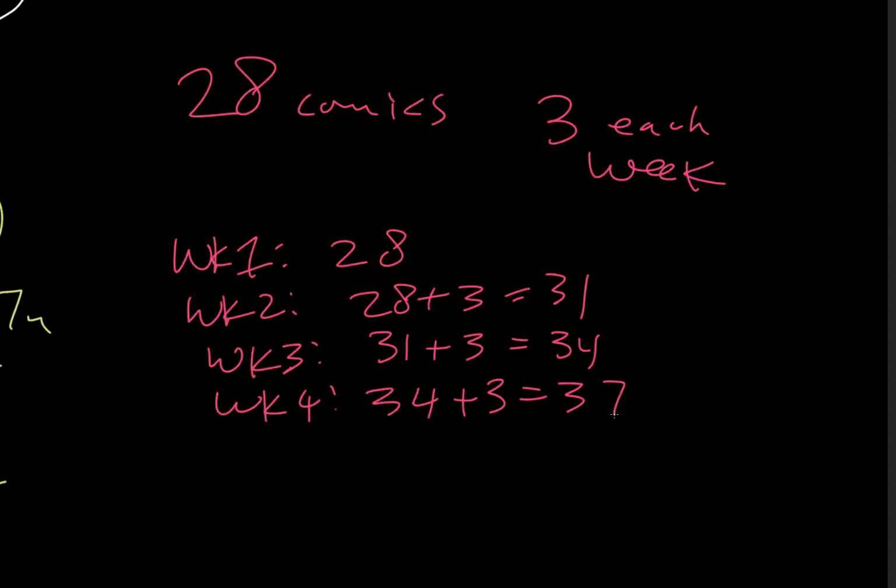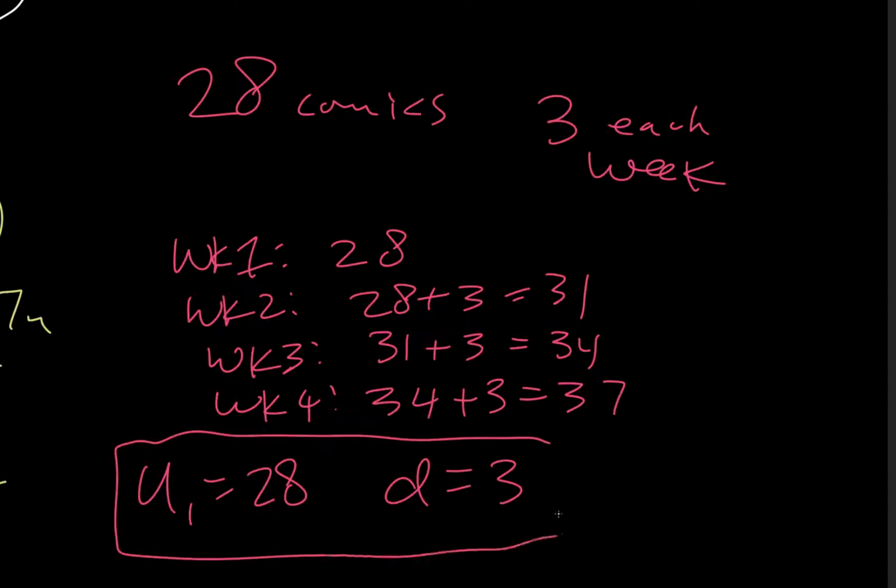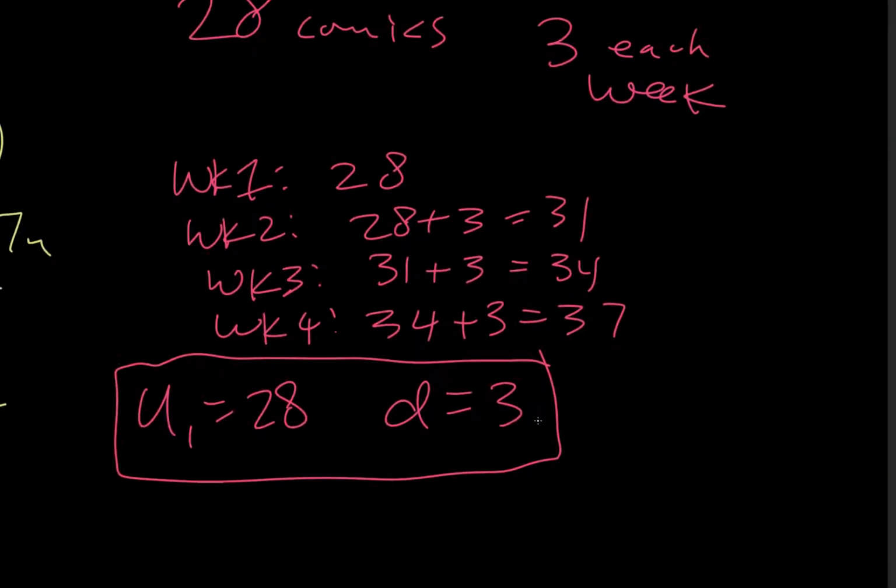Now B, show that the total number of comic strips sent after n weeks forms an arithmetic sequence. So basically we just have to say our U1 is 28 and our D is 3. And that's it. Those are the 2 pieces we need to prove that something is arithmetic. We need a starting place and then the way we grow using addition or subtraction. So that's all we need to do there.